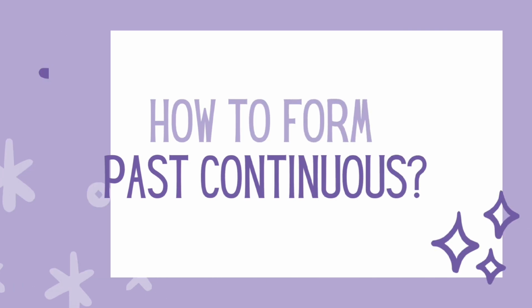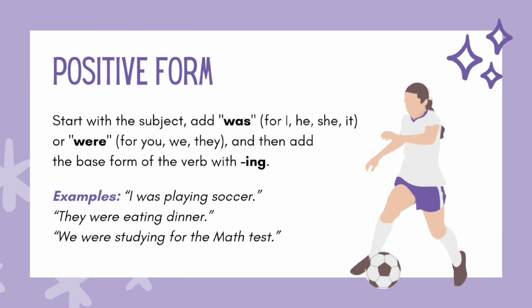How to form past continuous tense. Positive form. Start with the subject, add was for I, he, she, it, or were for you, we, they, and then add the base form of the verb with ing. Example, I was playing soccer, they were eating dinner, we were studying for the math test.